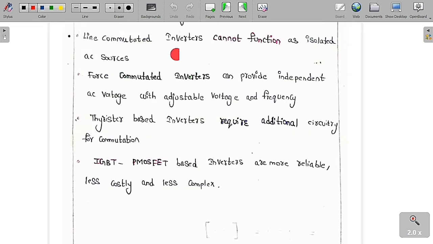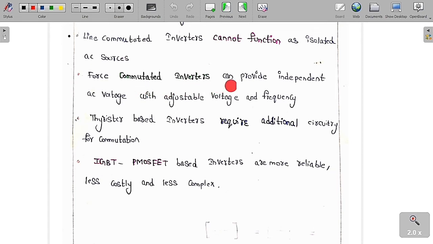Line commutated inverters cannot function as isolated AC sources. Force commutated inverters can provide independent AC voltage with adjustable voltage and frequency.